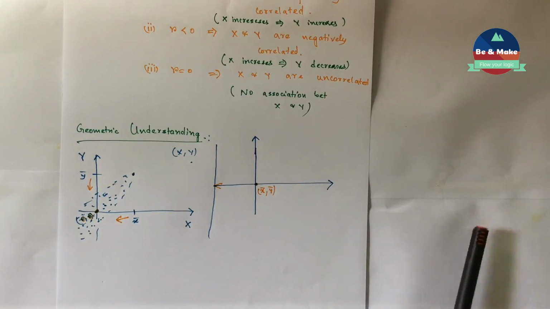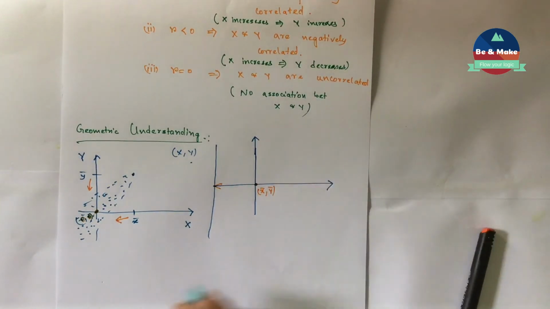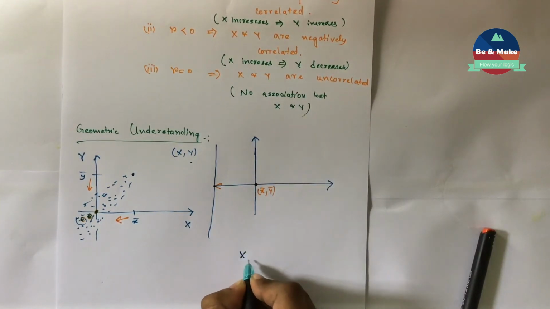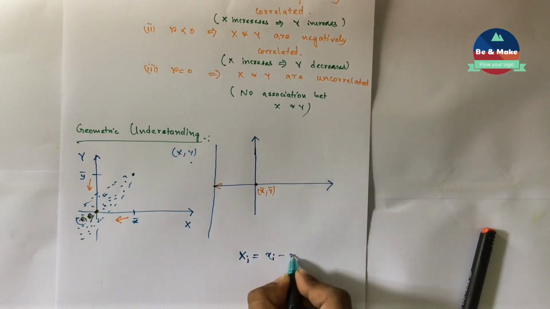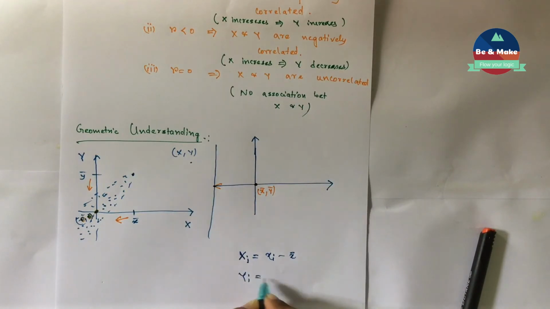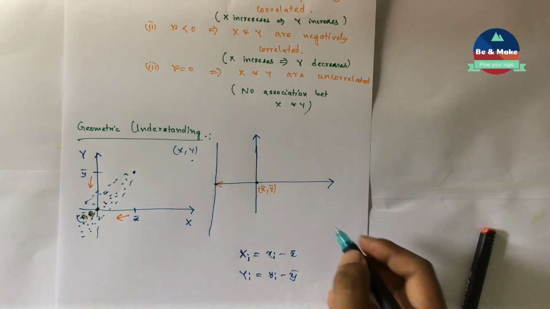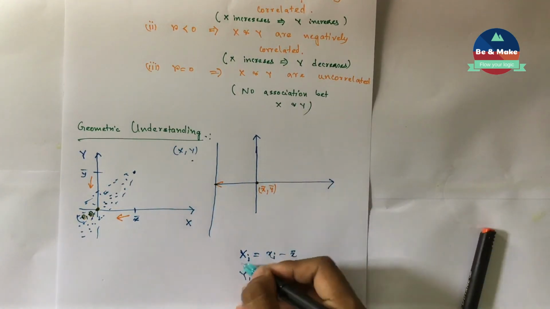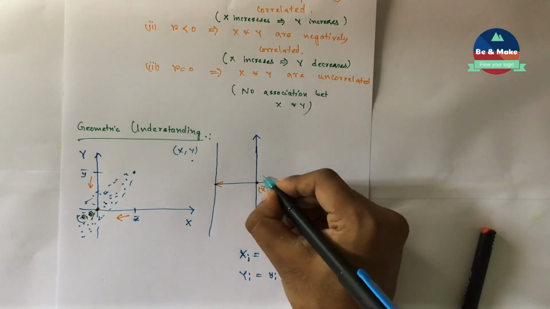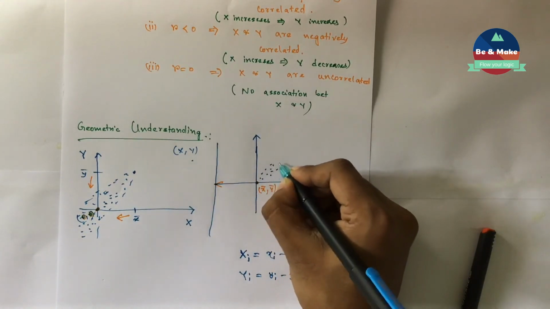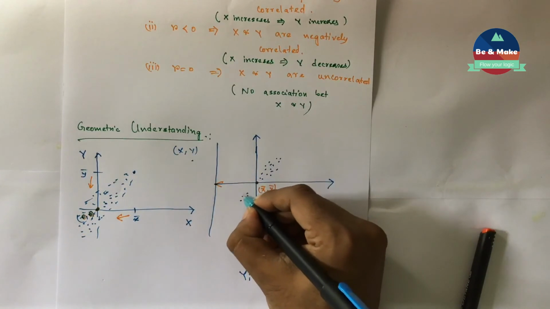Now, what is the formula for the translation? The translation we have used is capital Xi equals small xi minus x bar, and capital Yi equals small yi minus y bar. So these are the translations we have used to shift the origin 0, 0 towards x bar, y bar. Now I'll be plotting all the Xi and Yi. So these are all the points we have.